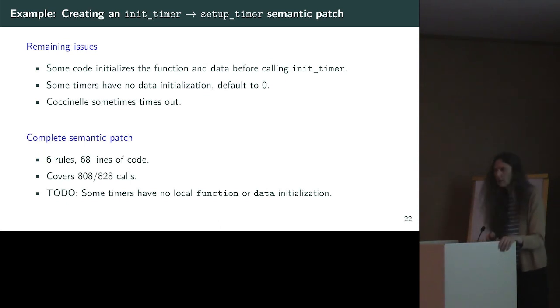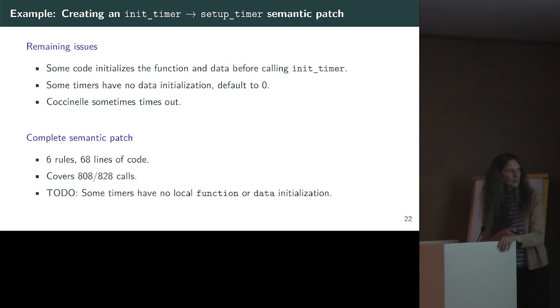Sometimes there's no initialization of the data because they want it to be 0, and actually the structure is already initialized with zeros. And sometimes Coccinelle times out for some reason. You can specify whatever timeout you want, and then it will fail. It will report to you that there was a timeout on this file. You can try to deal with the problem by yourself.